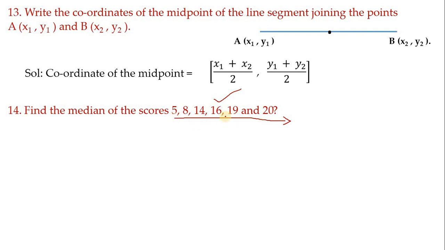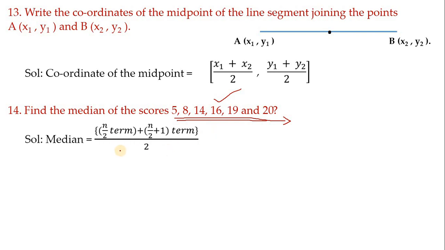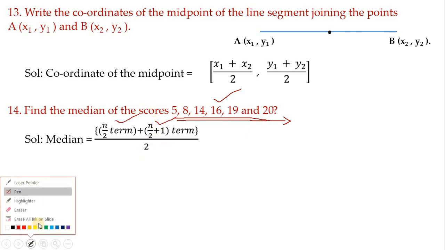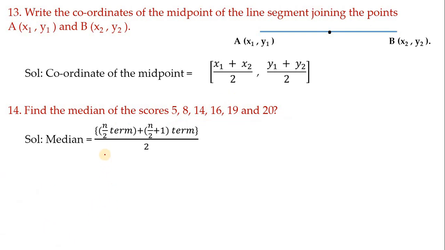To find the middlemost score here, see, there is an even number of digits. There are 6 digits. If it were an odd number of digits, we could easily find it. Hence we have to use the median formula for an even number of digits: the n by 2 term plus the n by 2 plus 1 term, by 2. If you look at that formula, you will be confused, children. So you can easily understand it like this. N by 2 term means: how many terms are here? 6 terms. 6 divided by 2 is 3. So what is the third term here? 14. So in this place you write 14.